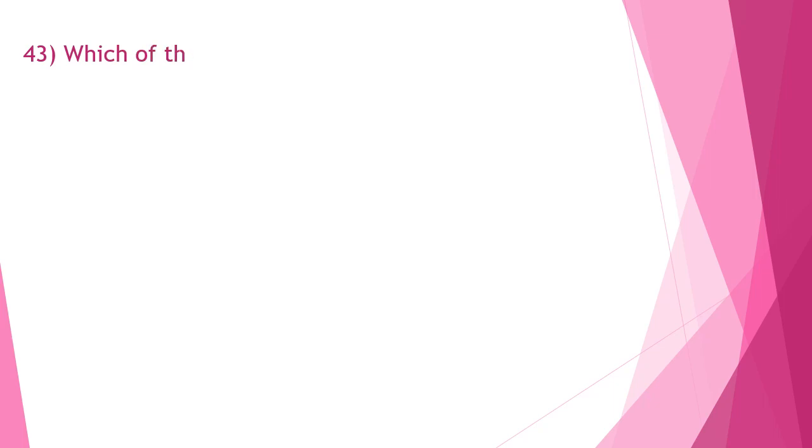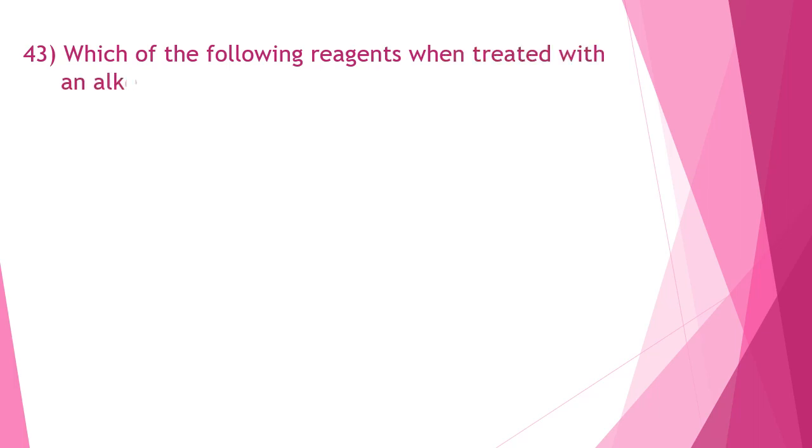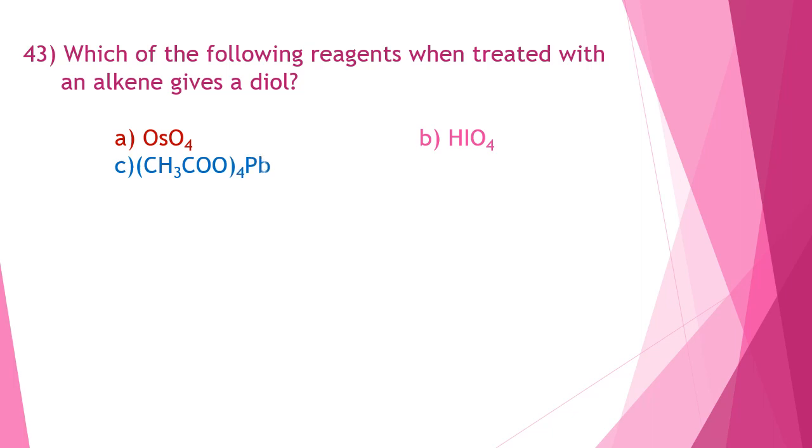Question number 43. Which of the following reagents when treated with an alkene gives a diol? Here option A, osmium tetroxide, B, HIO4, C, CH3COO, lead tetraacetate, and D, all of these. The correct answer for this is D. All the reagents A, B, C when treated with an alkene give a diol.